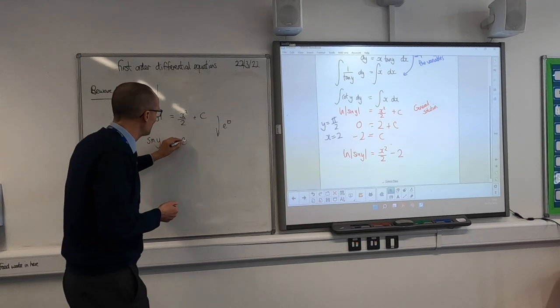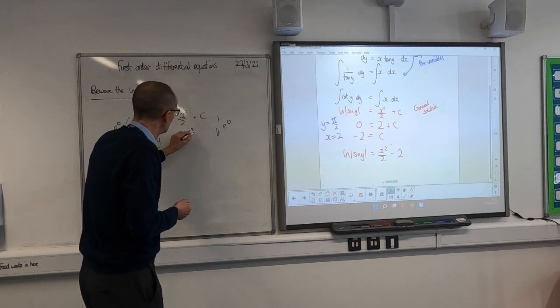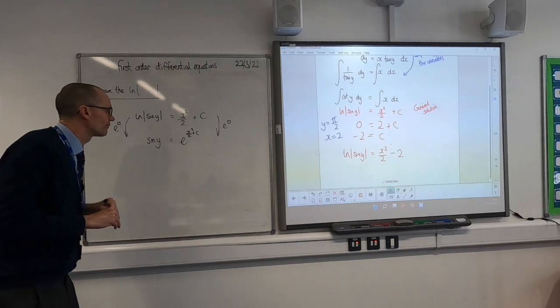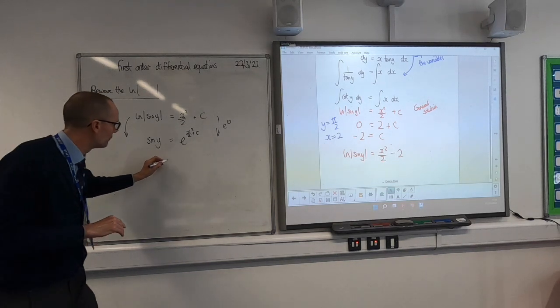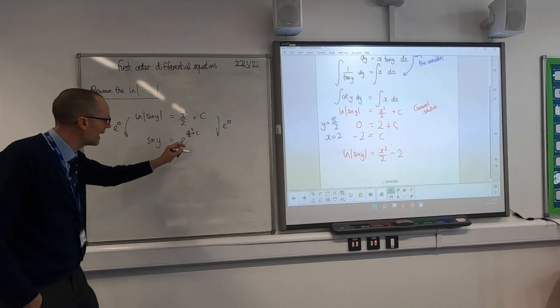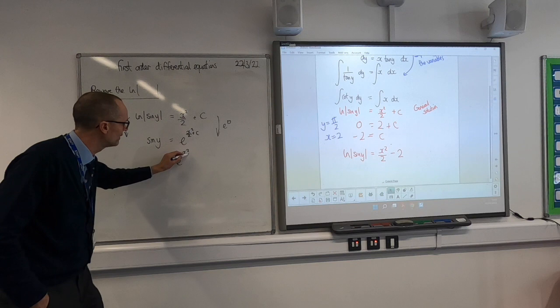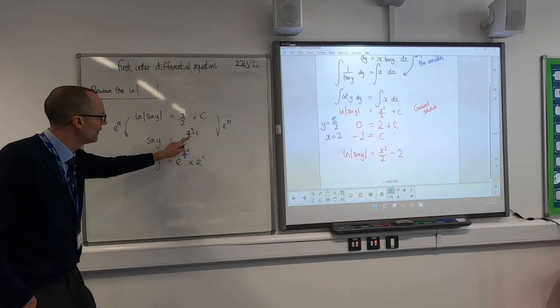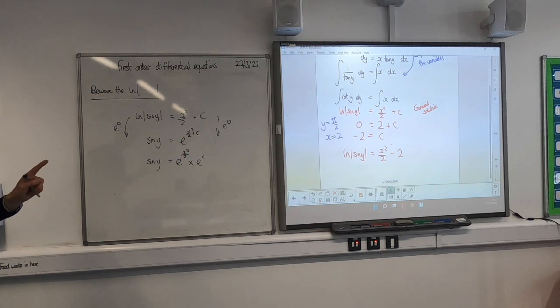On this side, I get e to the power of. I have to do that as a single e to the power of. It's not the same as e to the power of x squared over 2 plus e to the power of c. In fact, what it is on the right-hand side, well, when I multiply powers of the same thing, I add the indices. So what I've actually got here is that. That means the same as that, and that's a really crucial step in understanding a lot of the questions we're going to be doing over the next couple of lessons.